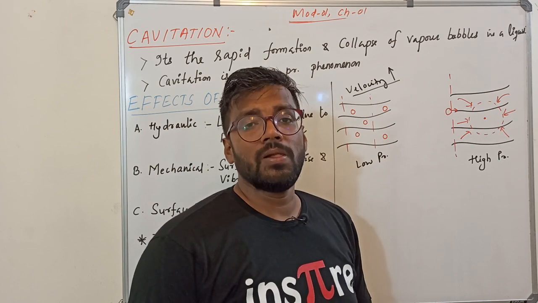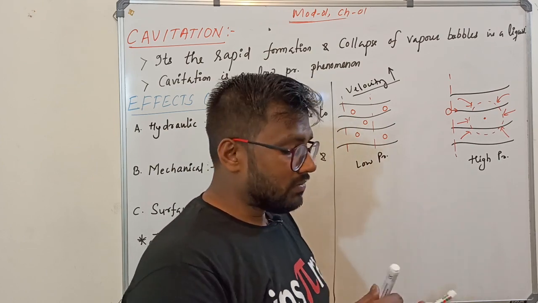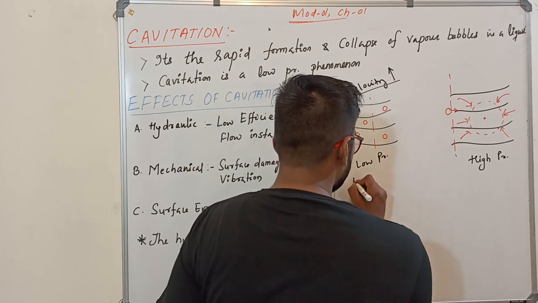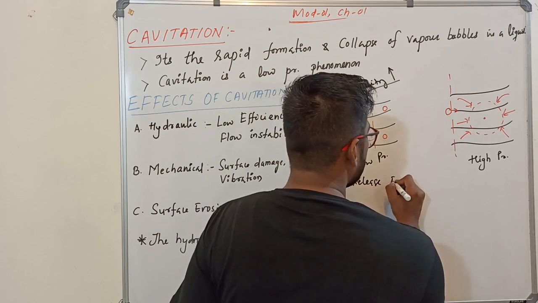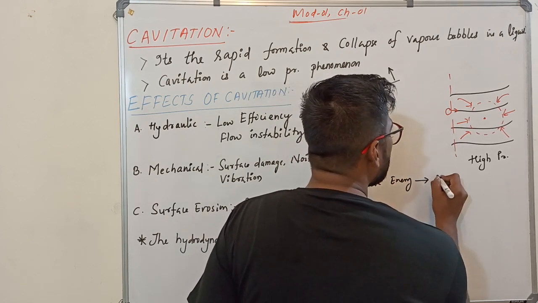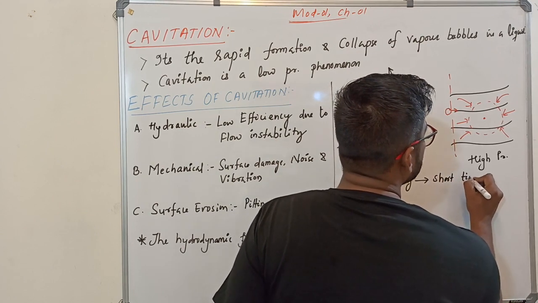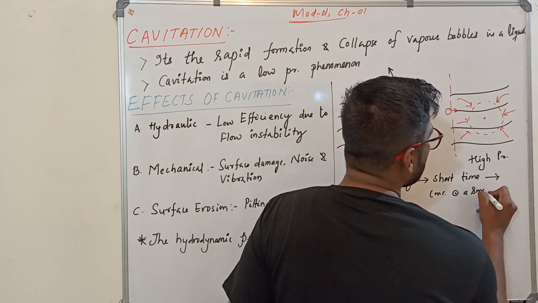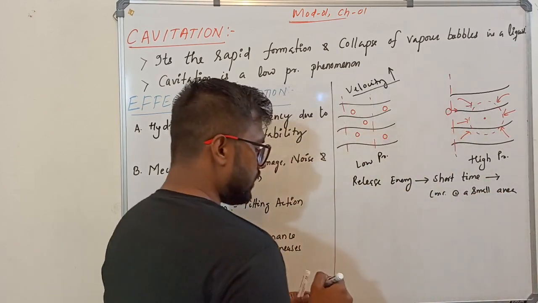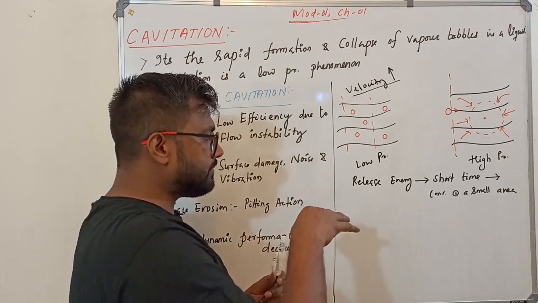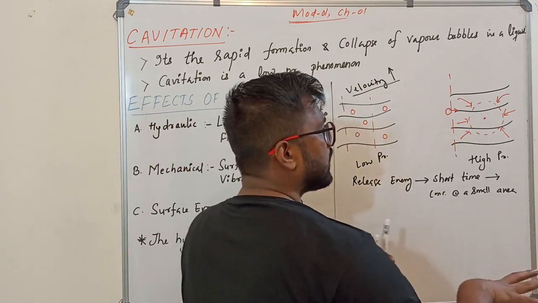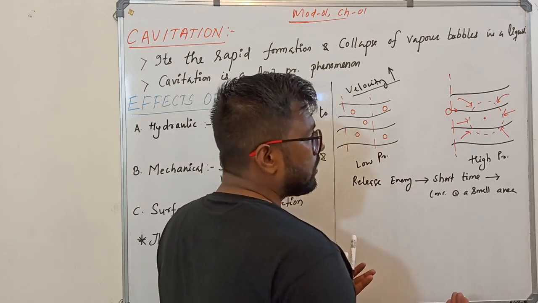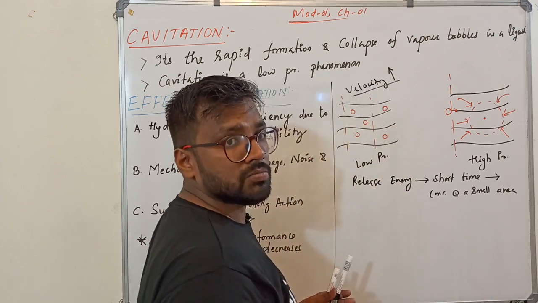This implodes and will release some energy. It will release energy for a very short time, and that is concentrated at a small area or small space. So because the bubble collapsed and formed a liquid, some kind of energy is released, which is for a very short time and concentrated on a small area.